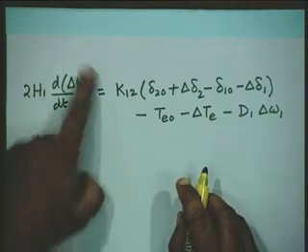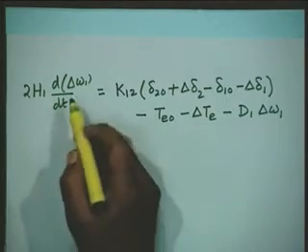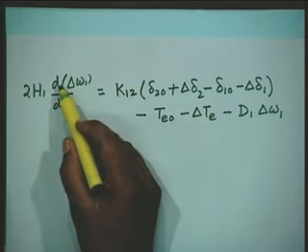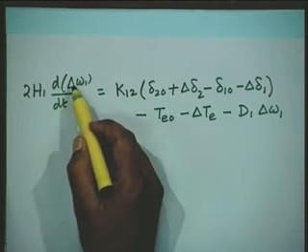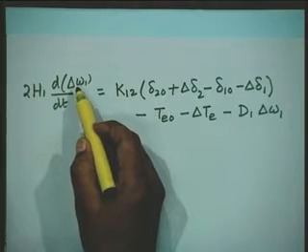Now, remember that when we had written the derivative of speed, d by dt of delta omega 1 is the same as d by dt of omega 1.